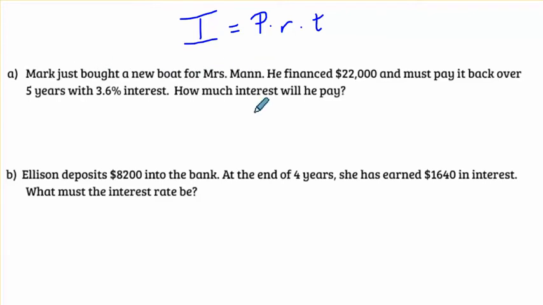So Mark is so nice. He bought me a new boat and he financed 22,000. Well, that is the principal. That's the amount that he has borrowed from the bank. He must pay it back over 5 years. Well, 5 would be our time. And with 3.6%, well, that is clearly our rate. Okay, and the question is how much interest will he pay?